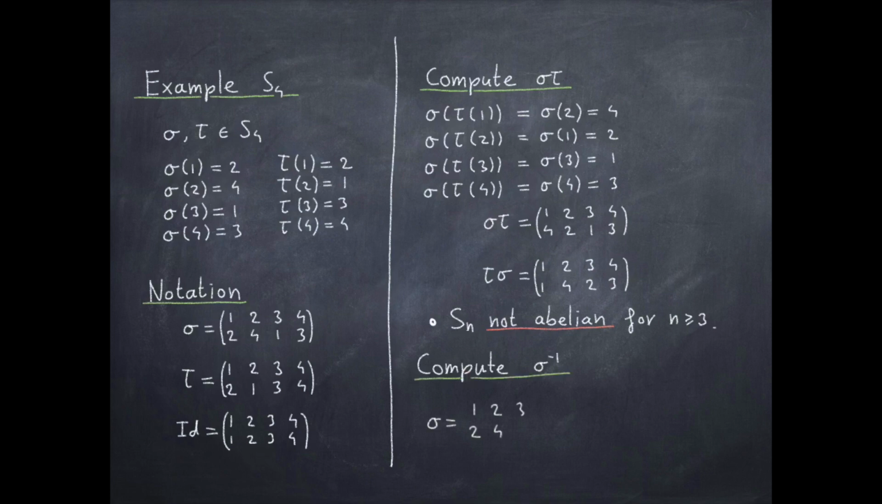Note that our notation for permutations makes it really easy to compute the inverse. Just swap the bottom and the top row and then rearrange the columns so that the top elements are again in the correct order 1, 2 and so on up to n. That will give you the inverse permutation.